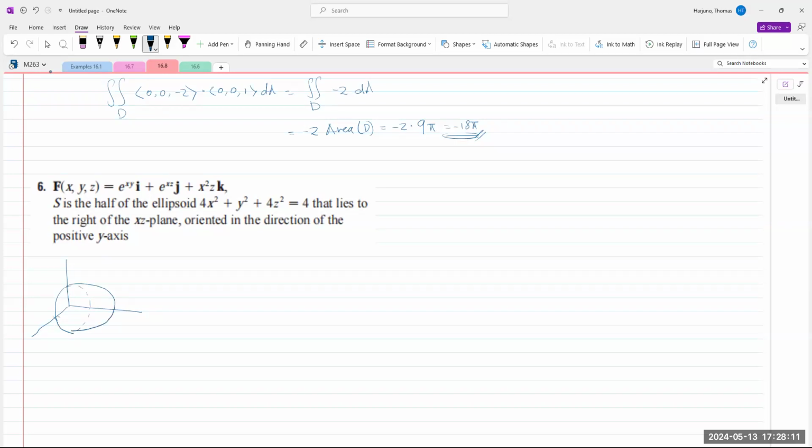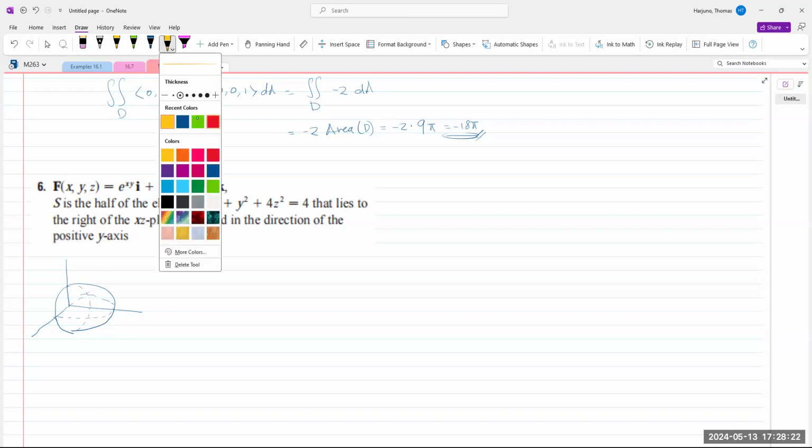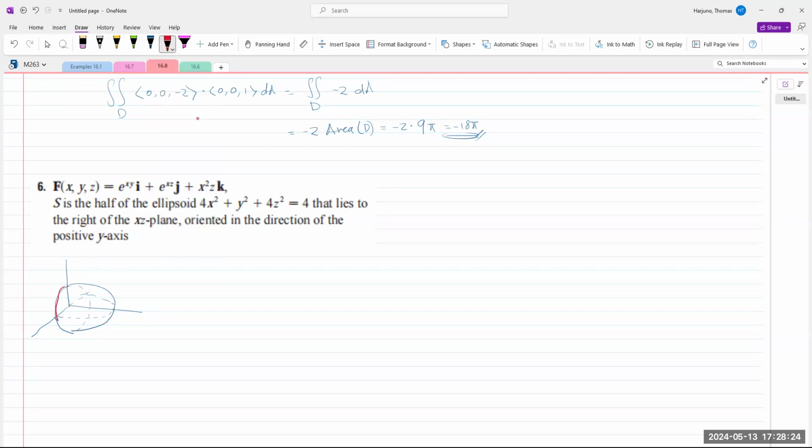That ellipsoid. I hope this helps us see what actually happened there. Now notice that the boundary of that ellipsoid is this. This is the boundary.